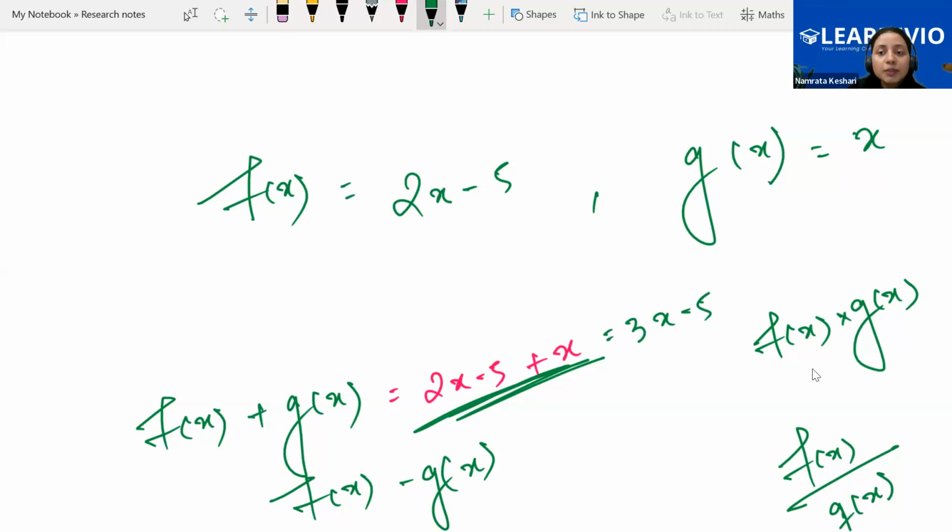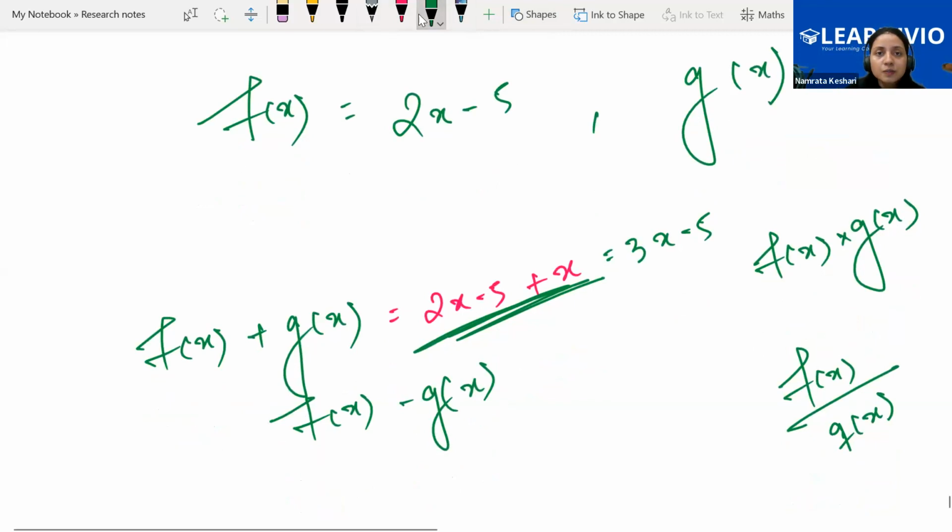Now, can you tell me what will be f of x into g of x? This one. Can you tell me?